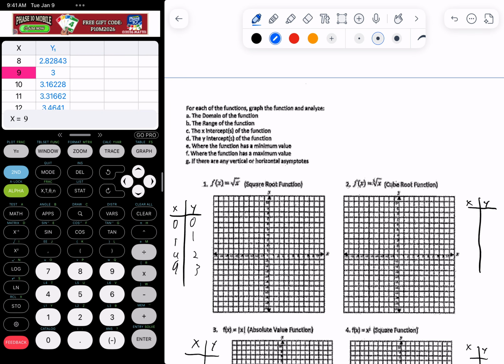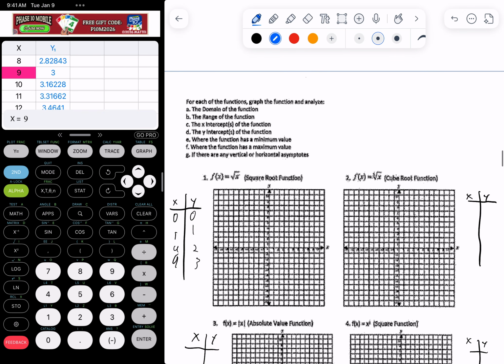Okay, let's see. I think I want this turned up just a little bit. Okay. 0, 0, 1, 1, 4 and 2, and 9. Okay, I'm just going to pretend that this line is 9 and 3. I don't think it really matters until test day. You just have to know to look for 9 and 3.